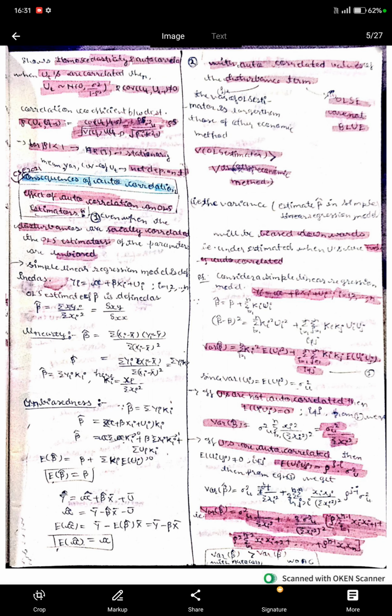alpha cap equals y bar minus beta cap x bar minus u bar, and taking expectation, alpha cap equals y bar minus expected beta cap x bar equals y bar minus beta x bar. So expected alpha cap equals alpha.